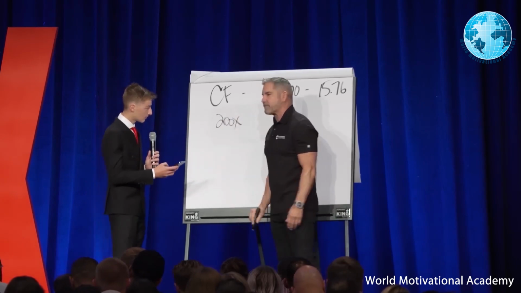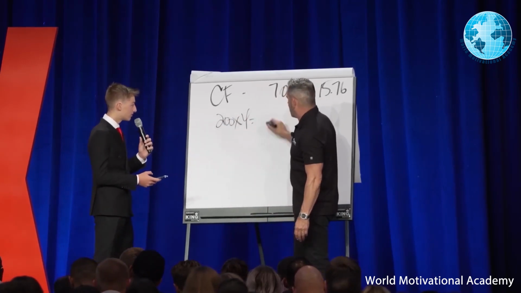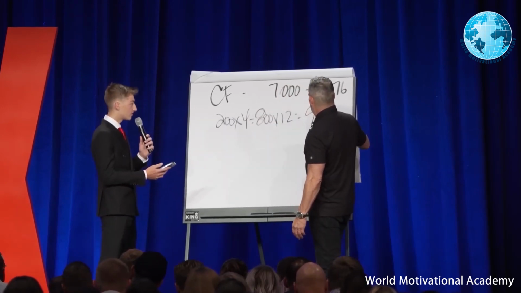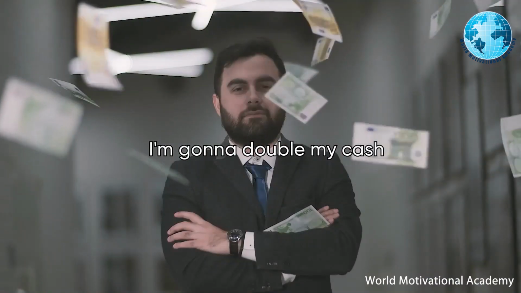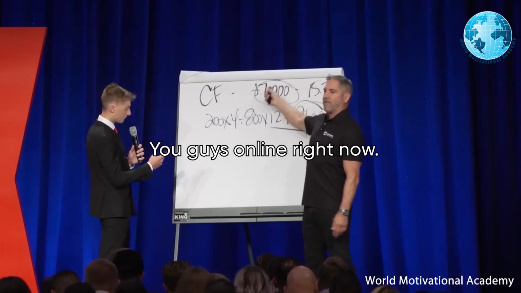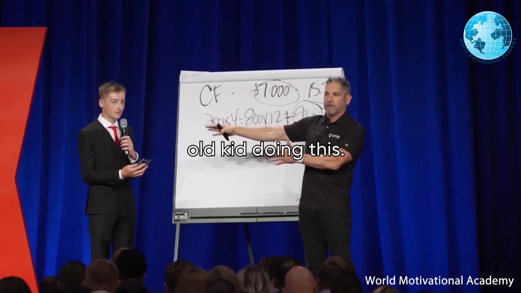Now, we're going to raise these rents $200. How many units do we have? 4. How much is that? 800. 800 times 12. 9,600. I'm going to increase my cash flow. I'm going to double my cash flow with a $200 rent bump. You guys online right now, I hope you're tracking this information. This is simple. This is a 14-year-old kid doing this.